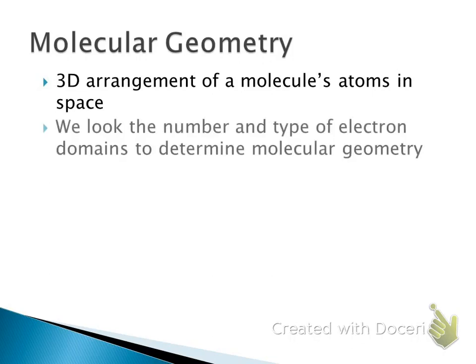Okay? So we're going to look at the number and the type of what we consider to be electron domains to help us determine its shape. Molecular geometry is like its 3-dimensional shape. And so we're going to look at the number of electron domains. And I'm going to tell you what an electron domain is.